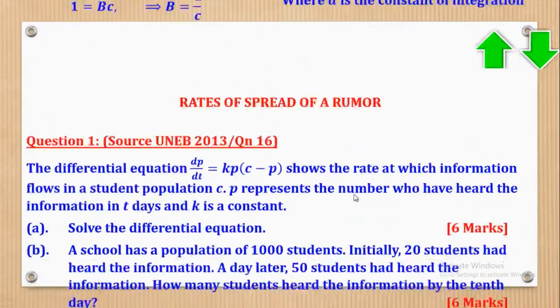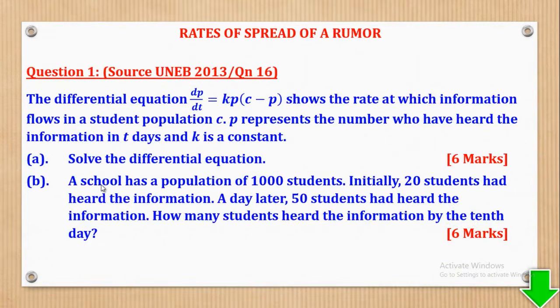So now we need to use the initial conditions given. They told us that a school has a population of 1,000 students. That means that C is equal to 1,000. Initially, 20 students had the rumor. That means that when t is equal to 0, p is equal to 20. A day later, 50 students had the information, meaning that when t is equal to 1, p is equal to 50. Then they said how many students had the information by the 10th day. So you see what that word by means.